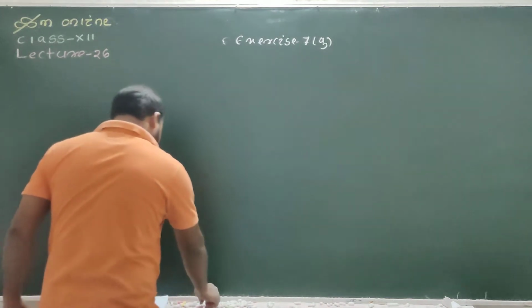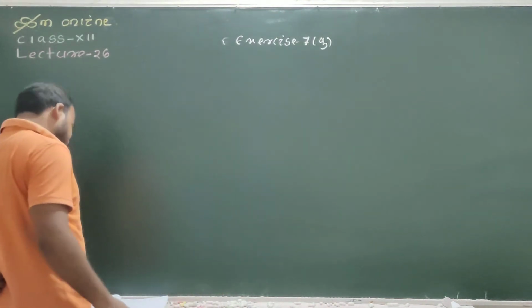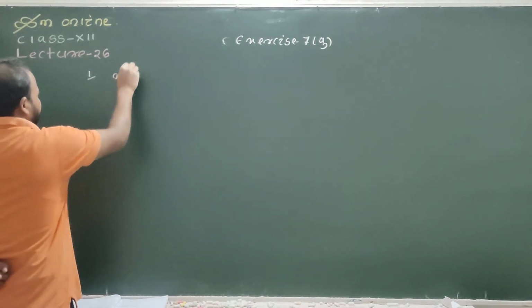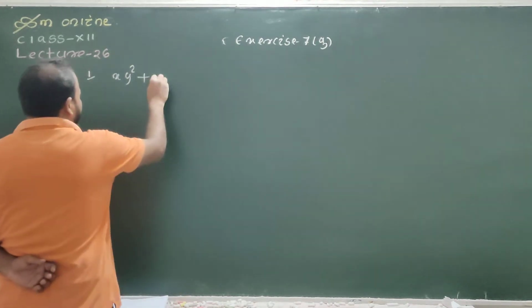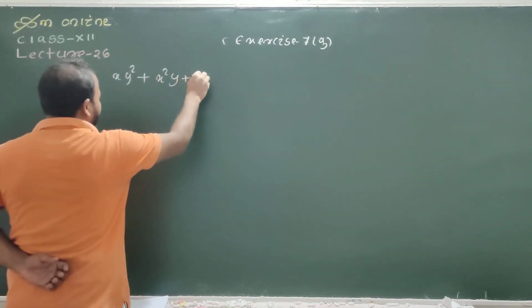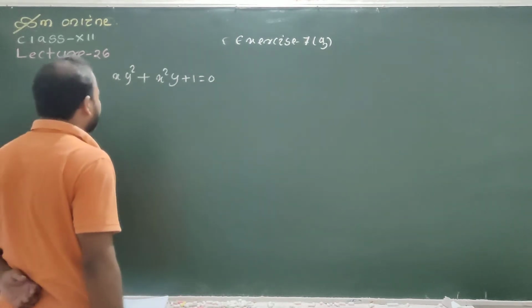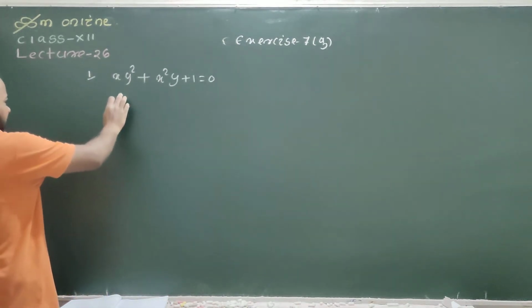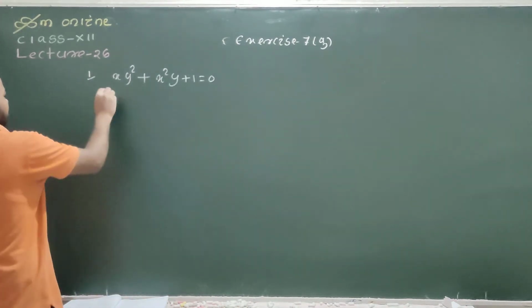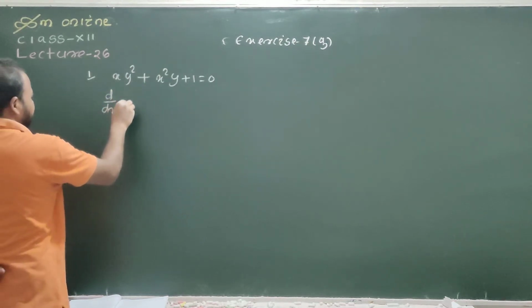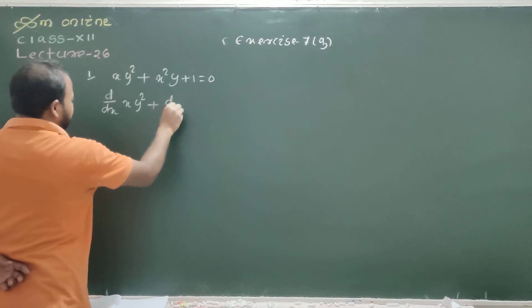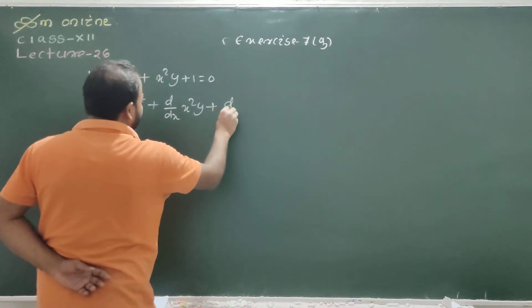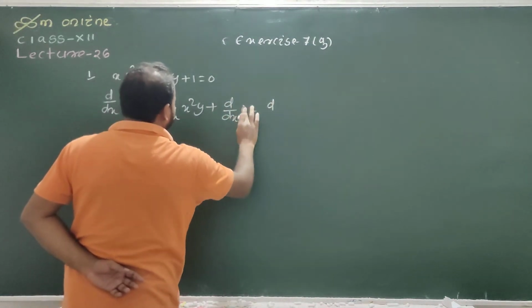Number 1: find dy by dx. Question number 1: xy square plus x square y plus 1 equal to 0. Okay, now step 1 is differentiating both sides with respect to x. That is d by dx of xy square plus d by dx of x square y plus d by dx of 1 equal to d by dx of 0.